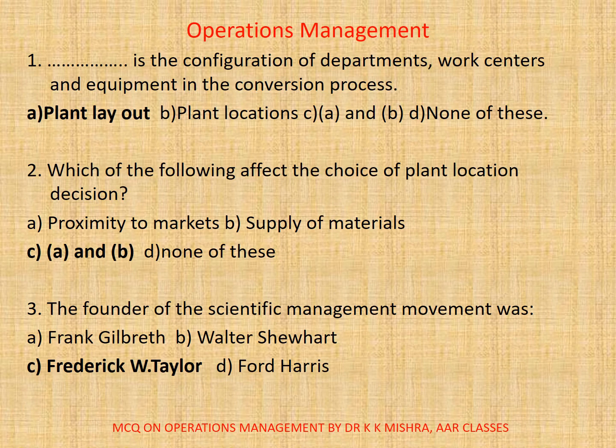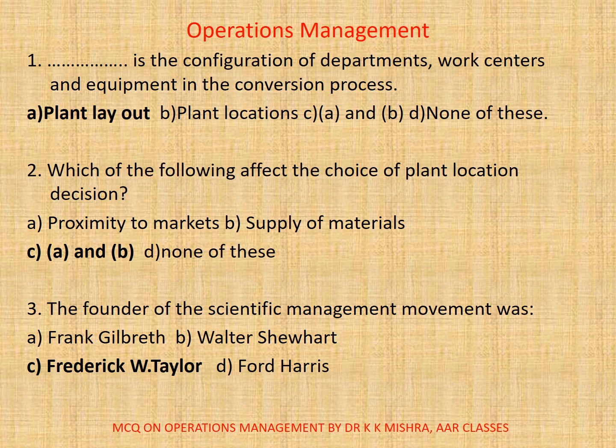Question number one, dash, is the configuration of departments, work centers and equipment in the conversion process. Options are A. Plant layout, B. Plant locations, C. A and B, D. None of these. Here correct option is A.